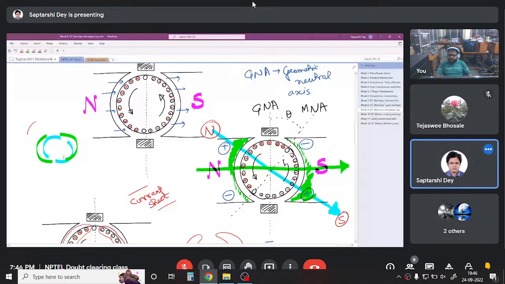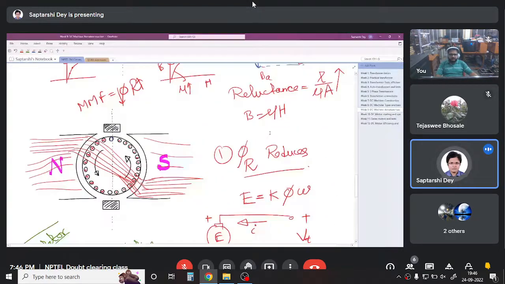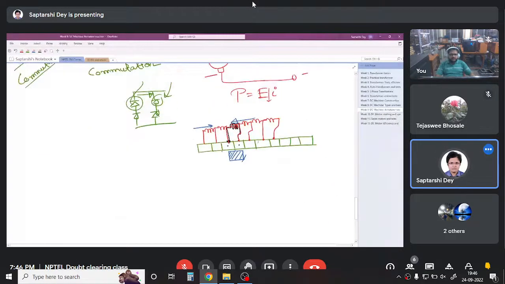Like this. But the problem is my brush was here and the brush is still short circuiting the adjacent commutator segments. Previously, if there was no armature reaction, that was perfectly fine. But now I cannot put the brush here anymore, because this conductor that I drew with black is no longer inducing zero voltage. It has some positive voltage.